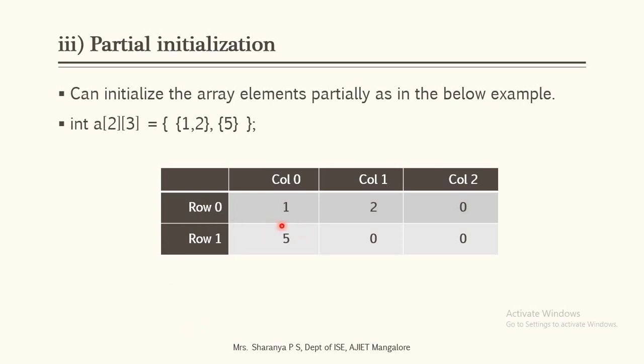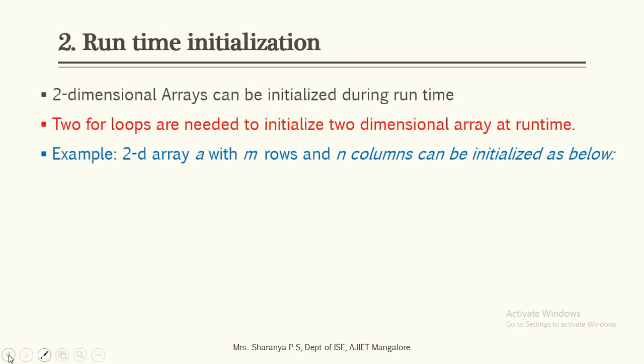Suppose if we mention here only 5, 10, the 10 will be updated and this last element will be set as 0. Because it is already clear that it will contain 2 rows and 3 columns. But the number of elements present here is lesser than the actual number supposed to be present. It will enter the elements whichever are initialized. All the other elements will be set with the value 0. So this is how we can perform the compile time initialization.